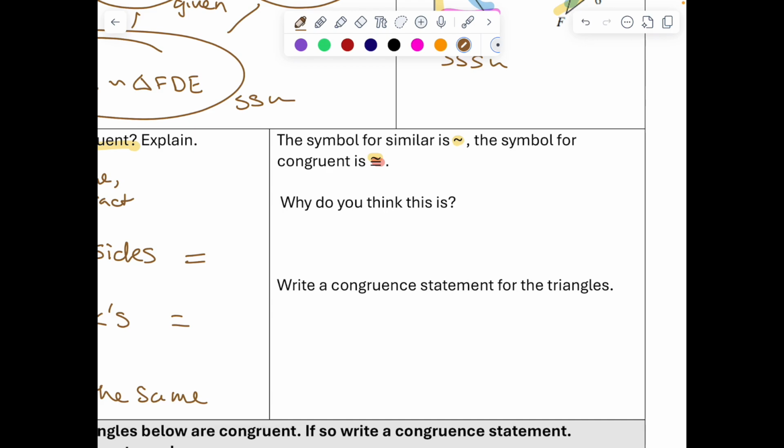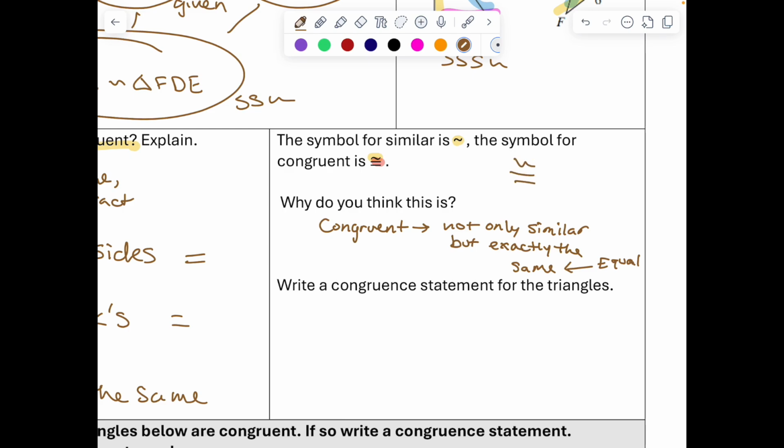Probably because congruent means not only similar, but exactly the same. Which is equal, right? So it makes sense to put an equal sign underneath the squiggly sign. So that is our symbol for congruence.